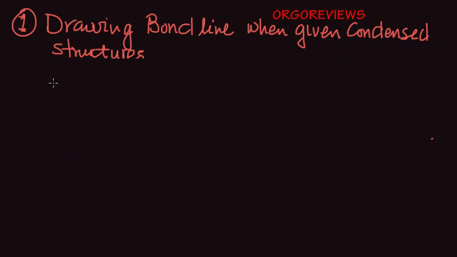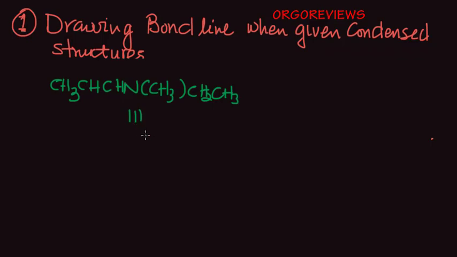Now let's take an example 4 and see how a condensed structure that looks like CH3, CH, CH, N into bracket CH3, CH2, CH3 will look like. This is a little bit complicated, but let's follow the same rules and we'll be able to draw the bond lines. So again, you're going to number these carbons so that we can identify which one we're dealing with. So this is carbon number 1, 2, 3, 4, 5, and 6.